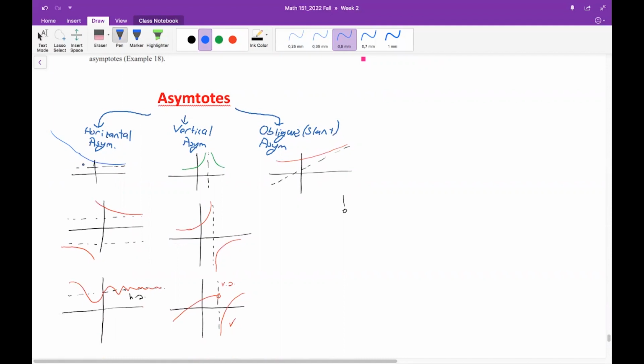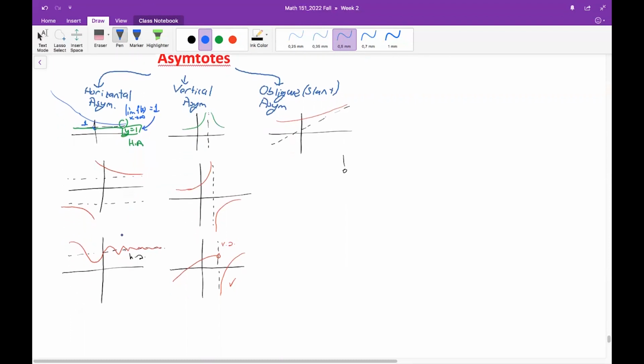It is a horizontal line like that. It is this line here, for example, the y equals 1 line. This is a horizontal asymptote, as you can see, because the limit of your function as x goes to infinity approaches this real number 1. That's why y equals 1 is a horizontal asymptote, okay?